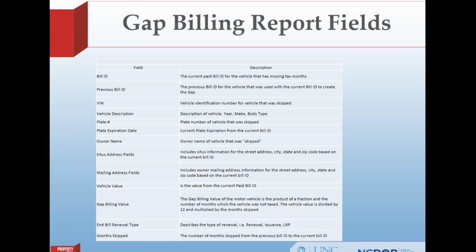We have the previous bill ID, the next column. That either could be a paid renewal or an unpaid renewal. So we kind of have two scenarios here. We could have an unpaid bill to a paid bill and a paid bill to a paid bill.